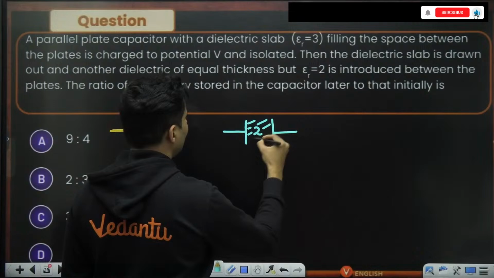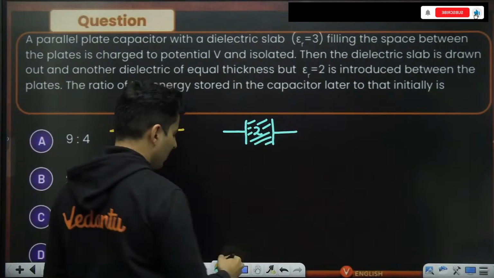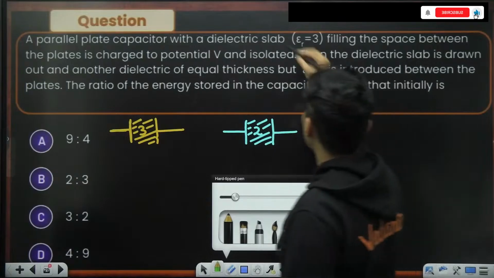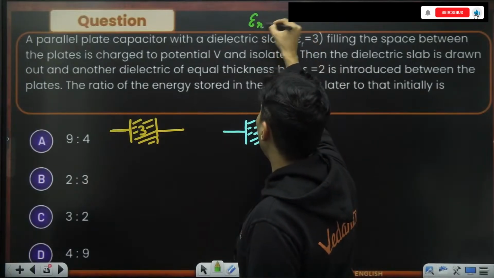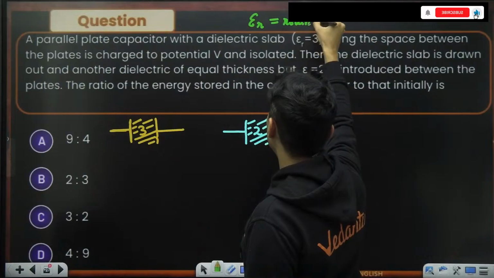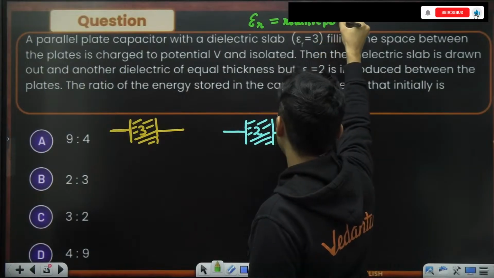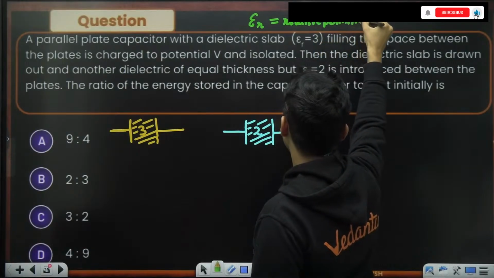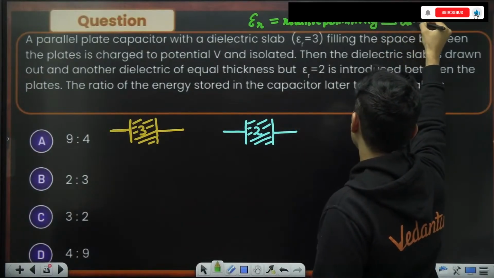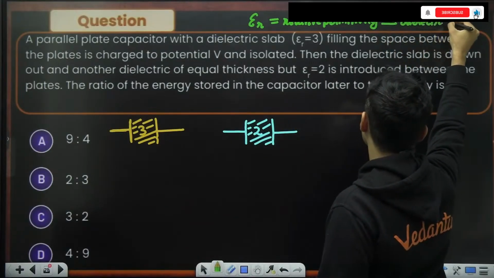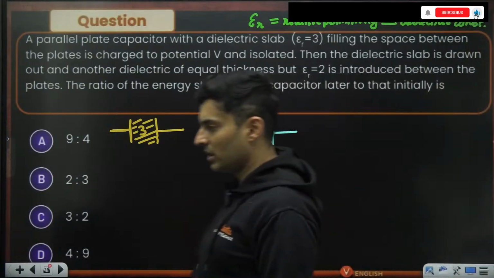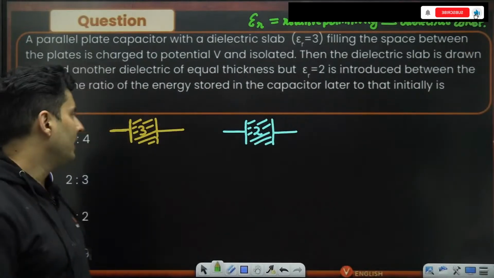So ER means relative permittivity. So don't get confused between these terms. ER is nothing but relative permittivity, which is the same as your dielectric constant. So you don't have to worry about it. It is the same as the dielectric constant.